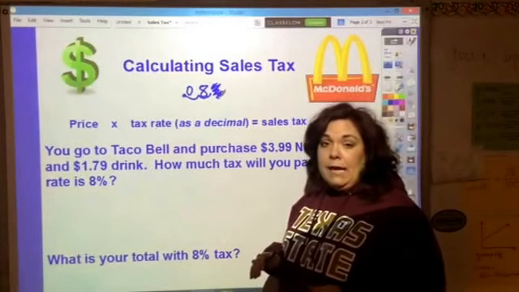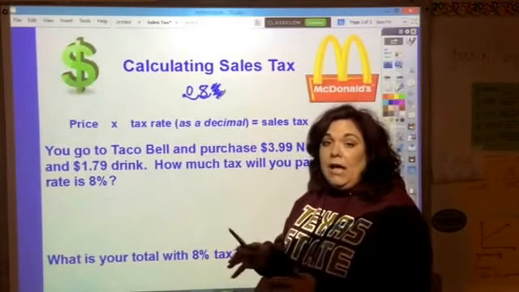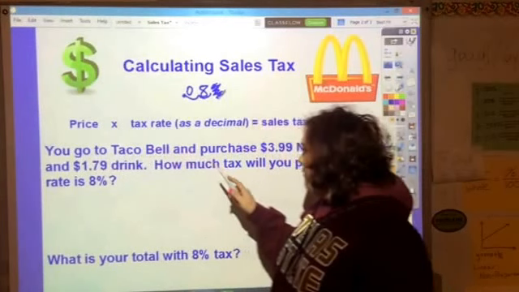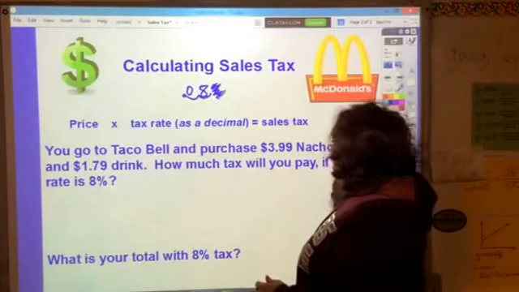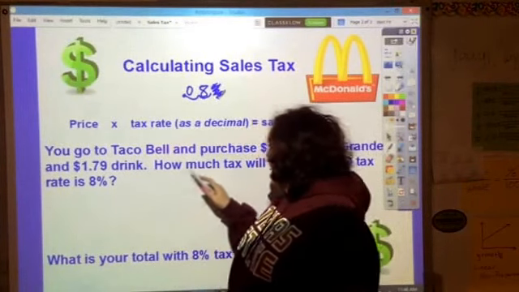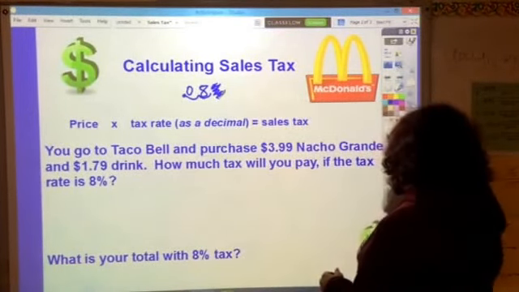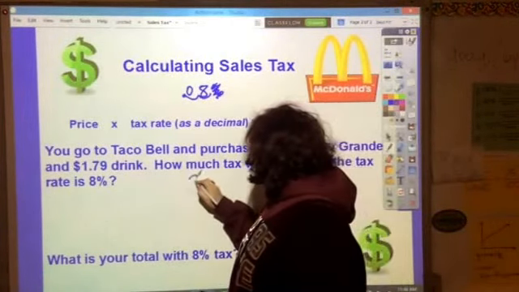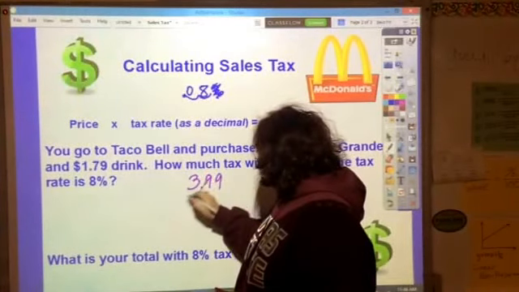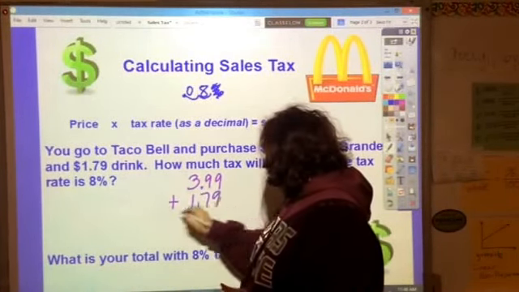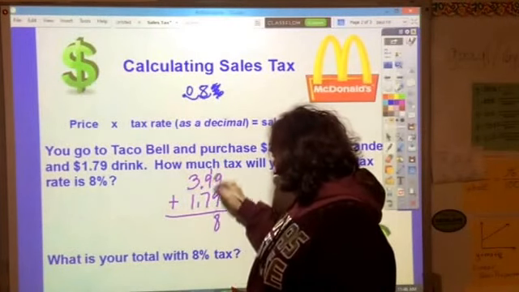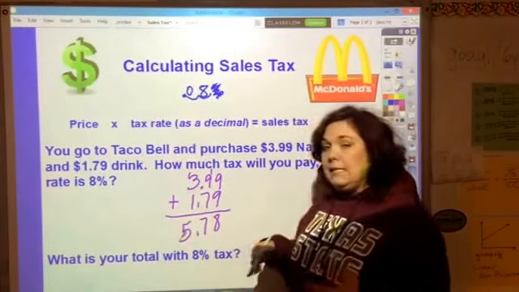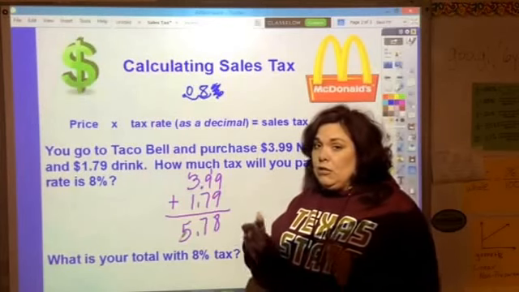Now to find out the total amount, you have to take the tax plus the amount that you purchased. So here's the problem. You go to Taco Bell and purchase a $3.99 Nacho Grande and a $1.79 drink. How much tax will you pay if the tax rate is 8%? So first I've got to find out my total. So I would go $3.99 plus $1.79. And 1 and 8 and 10, 17. And 3, 4, 5, $5.78 is the amount that my food is. That's how much is going to be taxed.